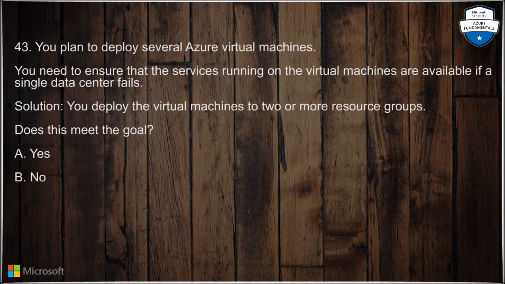You plan to deploy several Azure virtual machines. You need to ensure that the services running on the virtual machines are available if a single data center fails. Solution: you deploy the virtual machines to 2 or more resource groups. Does this meet the goal?